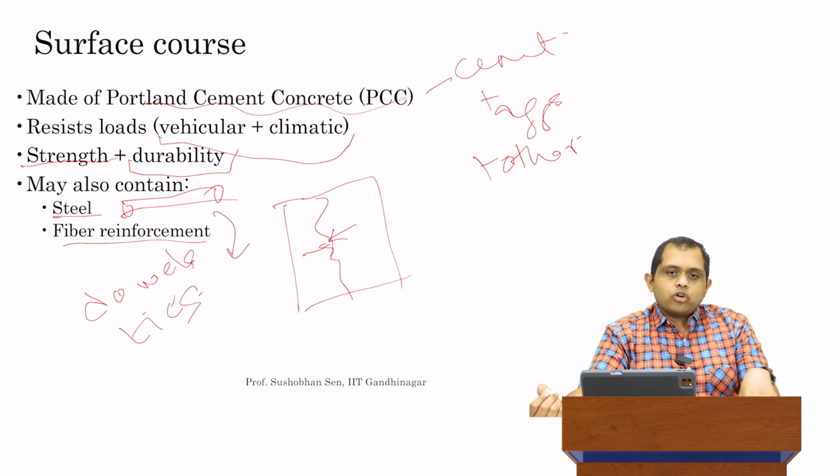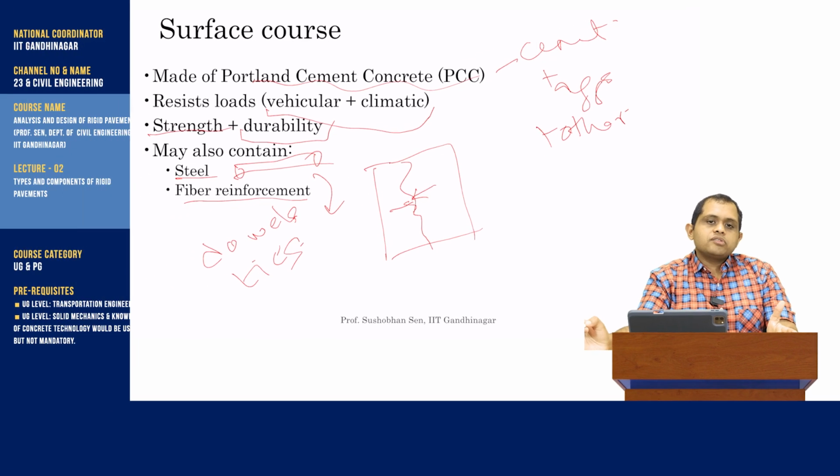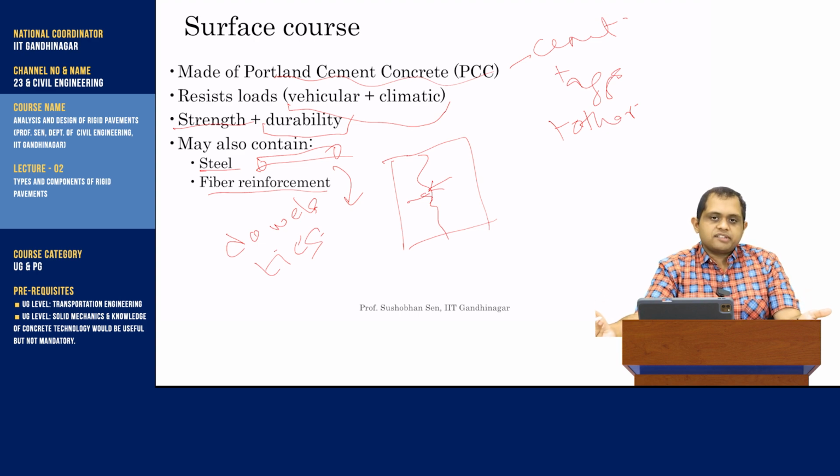In most cases for rigid pavements, we do have steel. What differs between different types of pavements is the amount of steel and the placement of the steel. But generally, we do also have steel.